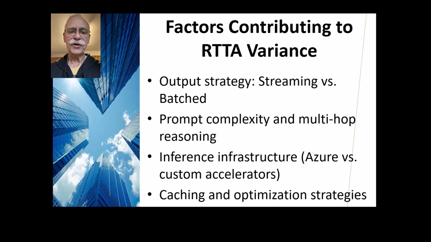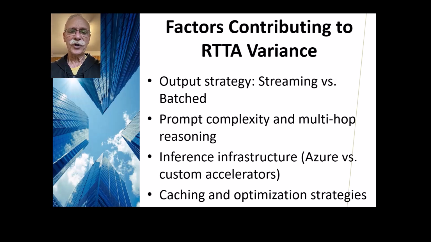So why do these variations occur? First, there's the output model, streaming versus batched. ChatGPT gives immediate visual feedback while DeepSeek prepares full thoughts before sending anything. Second, there's prompt complexity sensitivity. Some models handle multi-hop reasoning or long context more efficiently.